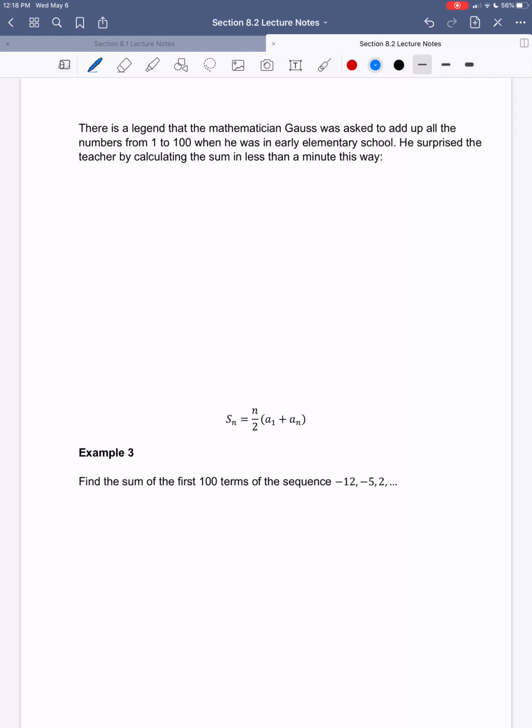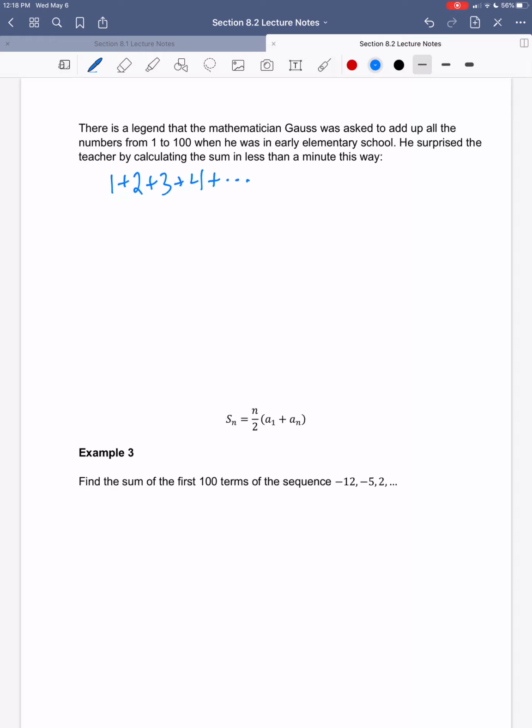1 plus 2 plus 3 plus 4, and so on. We get 3 plus 3 is 6, plus 4 is 10, but soon the numbers are going to get big and you're going to have to start adding them up one by one to keep track of the overall sum.